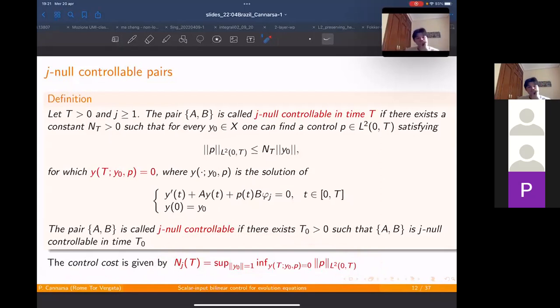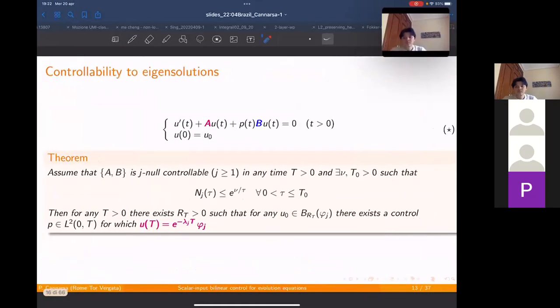So (A, B) is J-null controllable if you can control this system where J enters here. This is a linear control system, in fact, because phi J is fixed, B phi J is given, so this is really a linear control problem. But you want to control to 0 with some uniformity. So with that definition in mind, we can state the main result in this theory, controllability to eigensolutions.